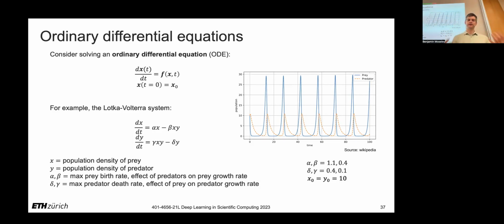Okay, so this is an ordinary differential equation. There's nothing fancy going on here. This is standard physics modeling or biological modeling. So what is a neural differential equation?